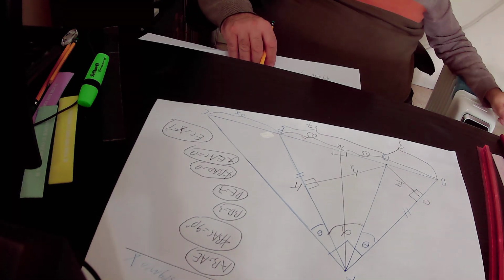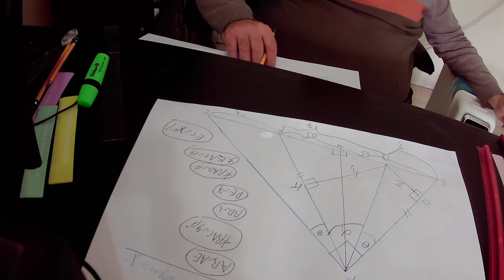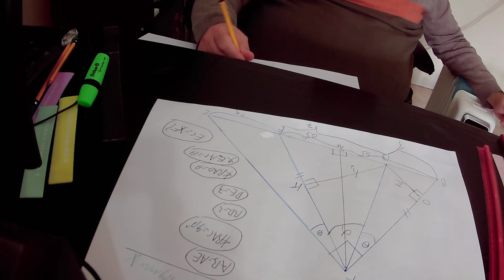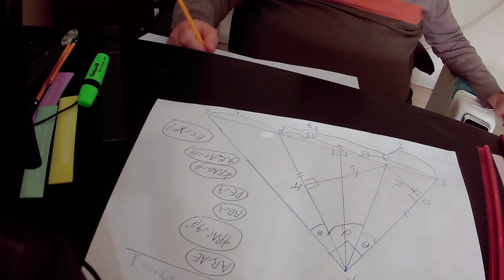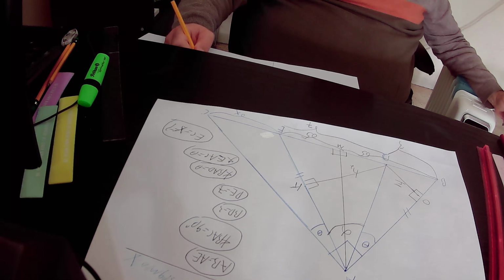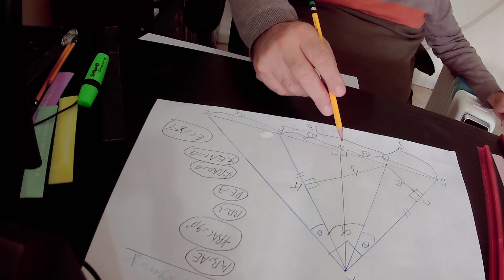Okay. So in the next step, we will prove that the right triangle ABM, this right triangle, is congruent to the right triangle AME.